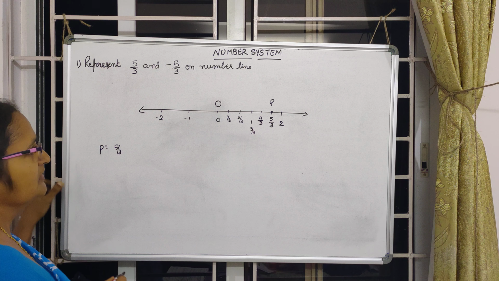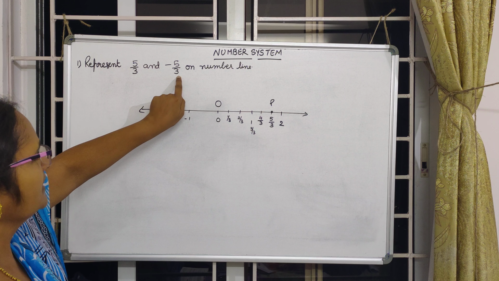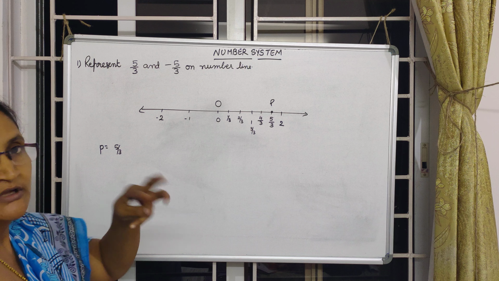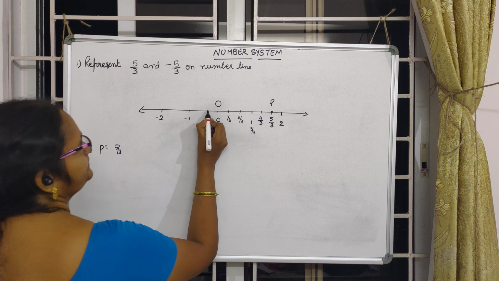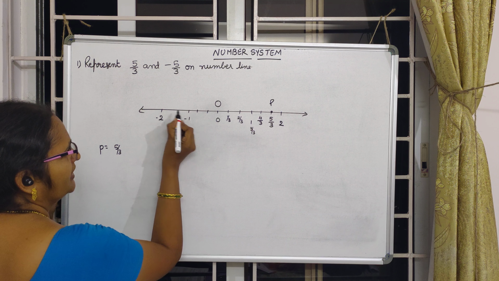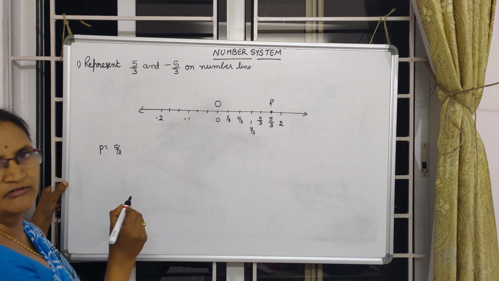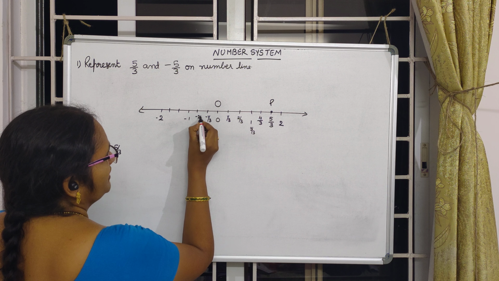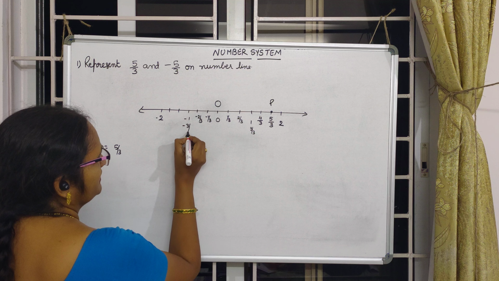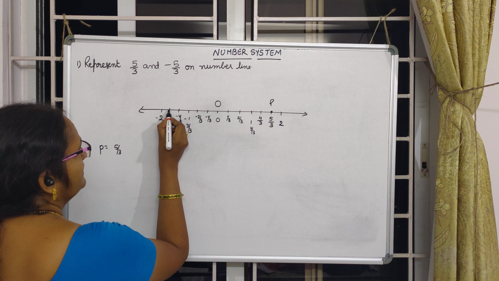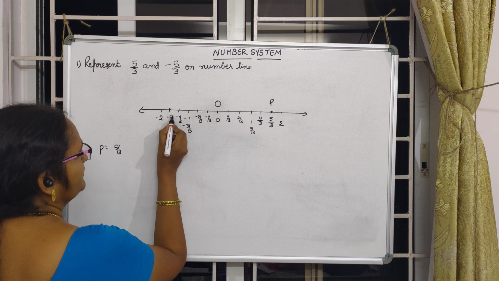Now here also, minus 5 by 3 they are asking. So divide the space between 0 and minus 1 into 3 equal parts. In the same manner, the space between minus 1 and minus 2 we are dividing into 3 equal parts. Name these parts as minus 1 by 3, minus 2 by 3, minus 3 by 3. Minus 3 by 3 is minus 1. Minus 4 by 3, and this represents minus 5 by 3.